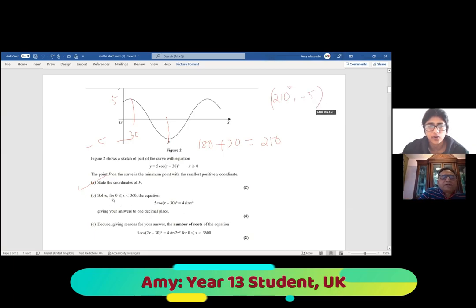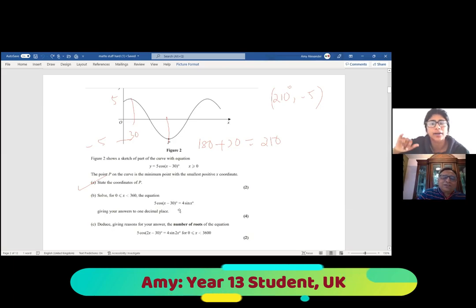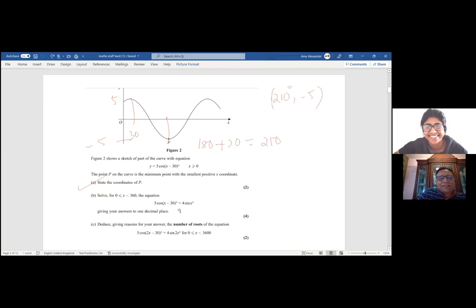Next. Solve for x between 0 and 360, giving your answer to 1 dp. So that was nice because I just used the compound angle formula, cos(A minus B), and then I just isolated the terms and worked through it. Correct.